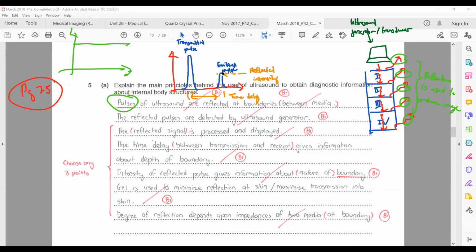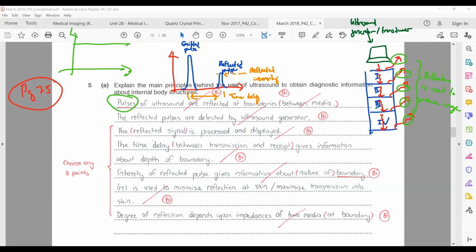Right, sorry, I made a mistake here. This is not the emitted pulse. This is the emitted pulse. This is the reflected pulse. When we transmit your ultrasound, we do not send it continuously inside, we send it in pulses. The reason why we send it in pulses, you will learn later, is so that we can see the reflected pulse. The reflected pulse is what we use to produce an image of your body structure.